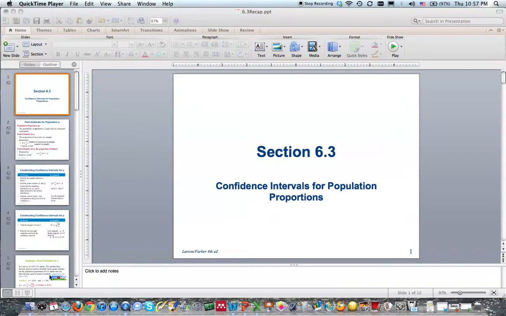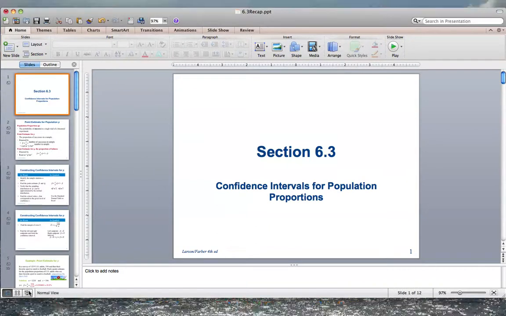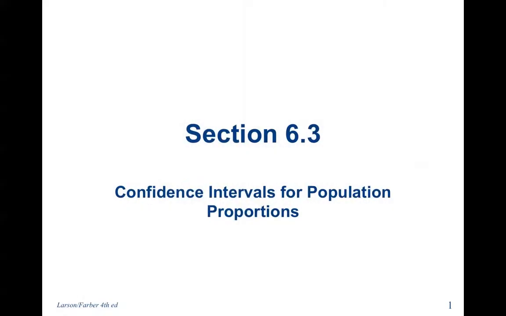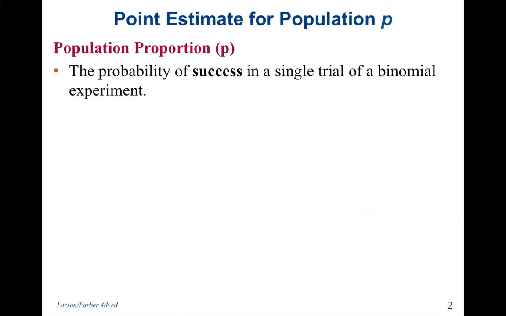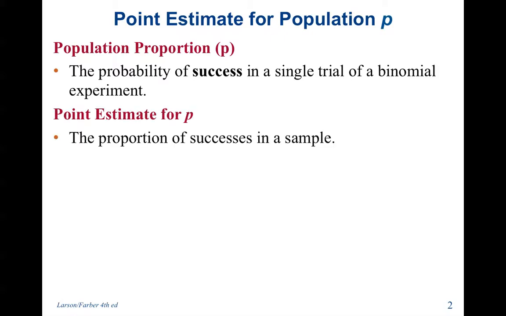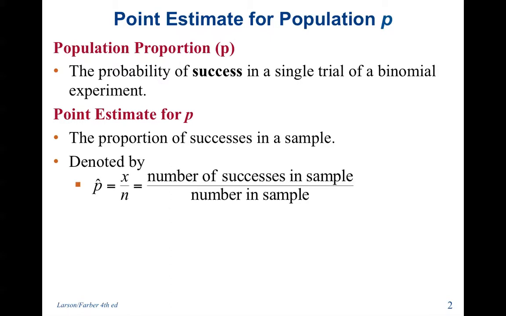Let's do a recap of section 6.3. In 6.3, we talked about confidence intervals for population proportions. The population proportion, p, is the probability of success in a single trial of a binomial experiment. The point estimate for p, the proportion of successes in a sample, is denoted by p hat and is x divided by n, which equals the number of successes in a sample divided by the number in the sample.